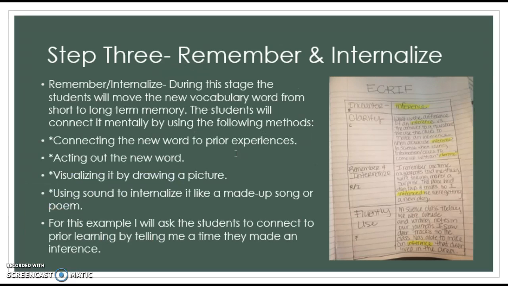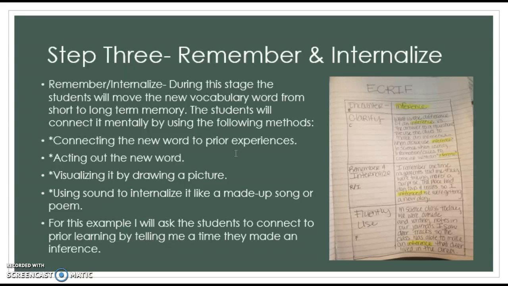Step 3, remember and internalize. During this stage, the students will move the new vocabulary word from short to long-term memory. The students will connect it mentally by using the following methods. Connecting the new word to prior experiences. Acting out the new word. Visualizing it by drawing a picture. Using sound to internalize it, like a made-up song or a poem.